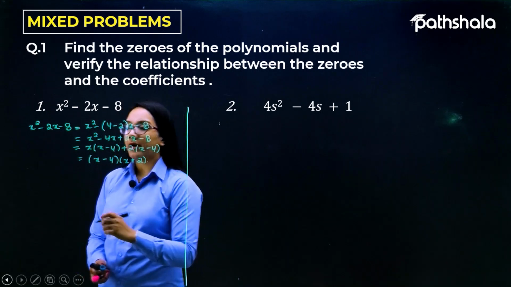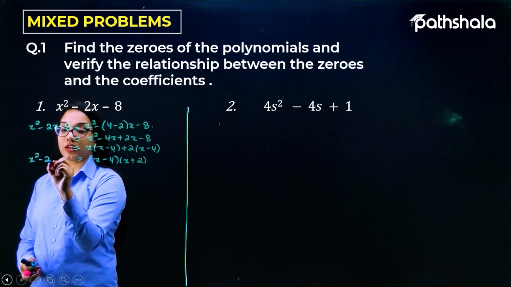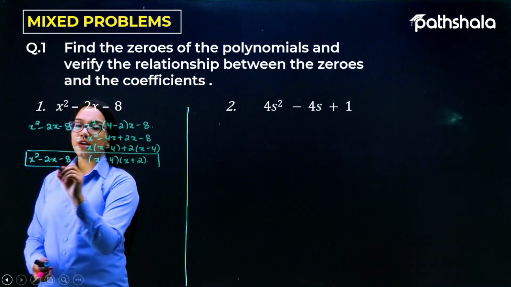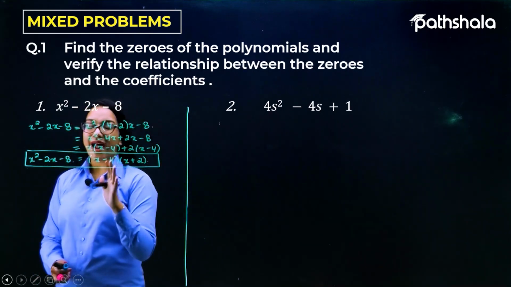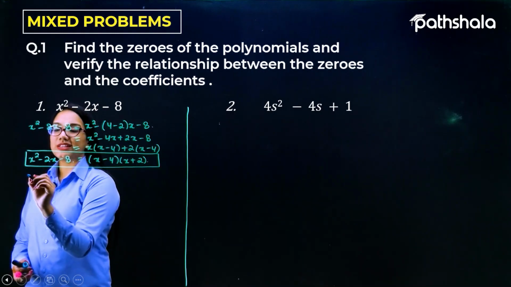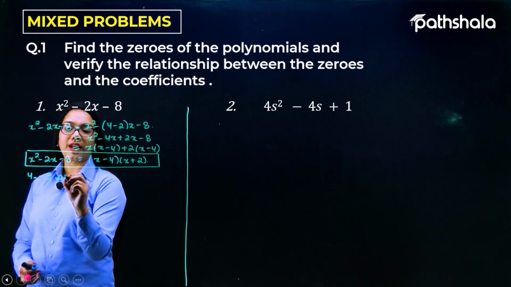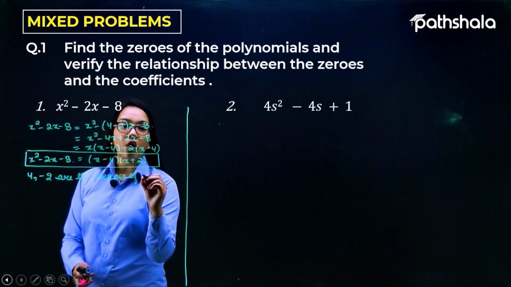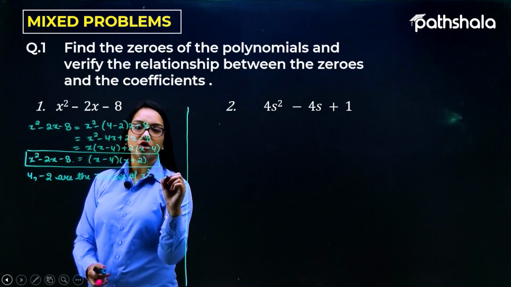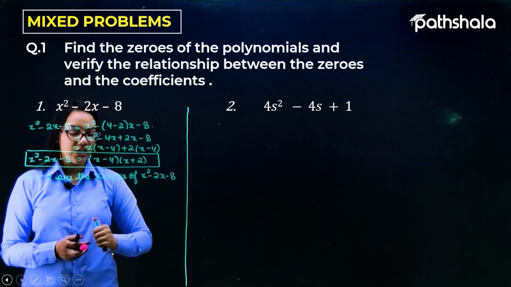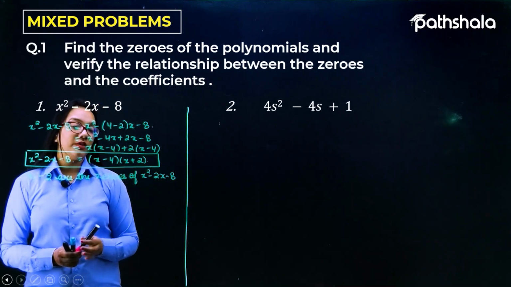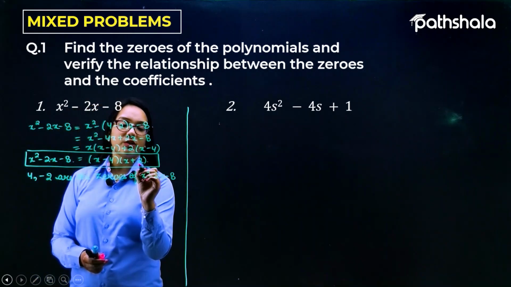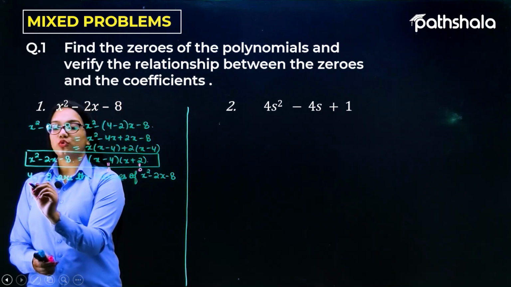So this is nothing but the factorization of this particular quadratic polynomial, and further we are able to find out the zeros by substituting them equal to 0. So at the end what we can see is that 4 and minus 2 are the zeros of the quadratic polynomial x square minus 2x minus 8. We substitute each term equal to 0. So when we substitute x minus 4 equal to 0, we get x equal to 4, and when we substitute x plus 2 equal to 0, we get minus 2. So these are the two zeros.